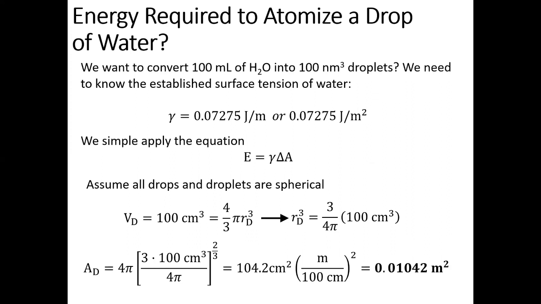Okay, so let's figure out quickly how much energy it takes to atomize a drop of water. Apparently a big drop, 100 milliliters. I was only going to use 10, but it just ended up 100. So 100 milliliters of H2O, we're going to break it up into 100 nanometer cube droplets. We need to know the established surface tension of water.